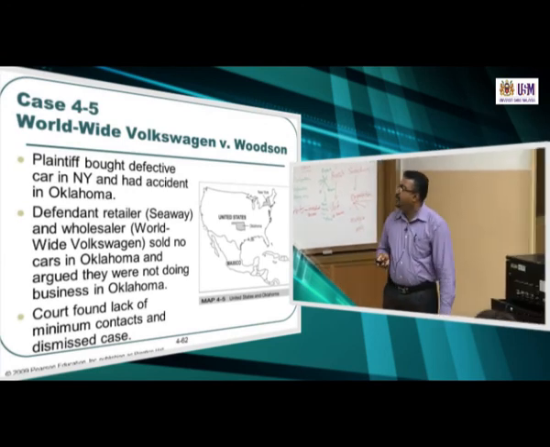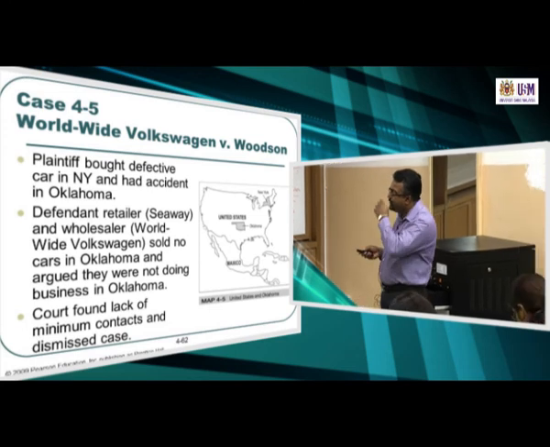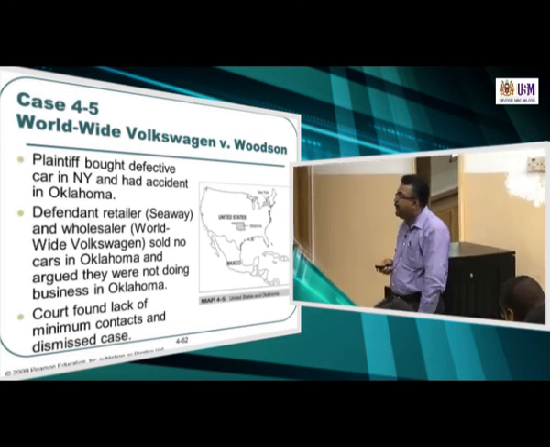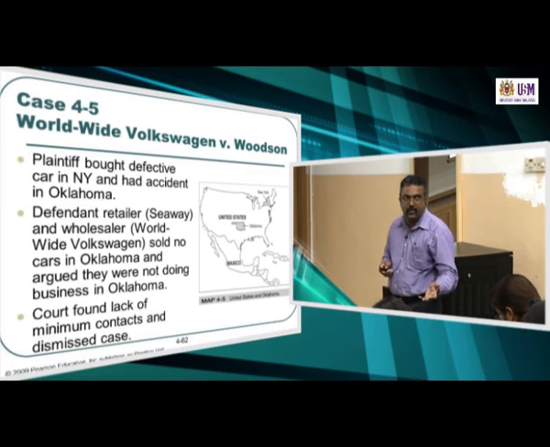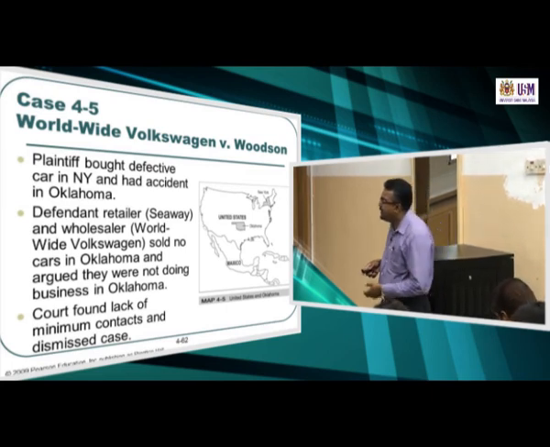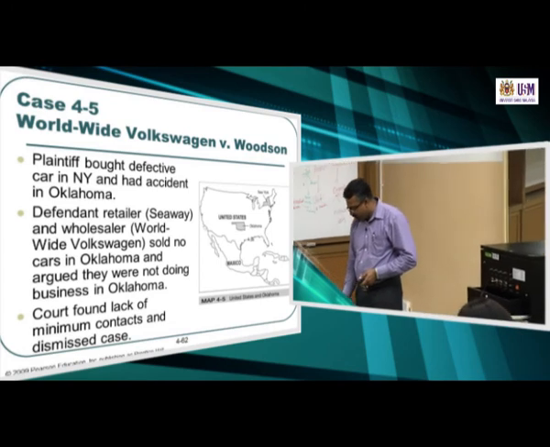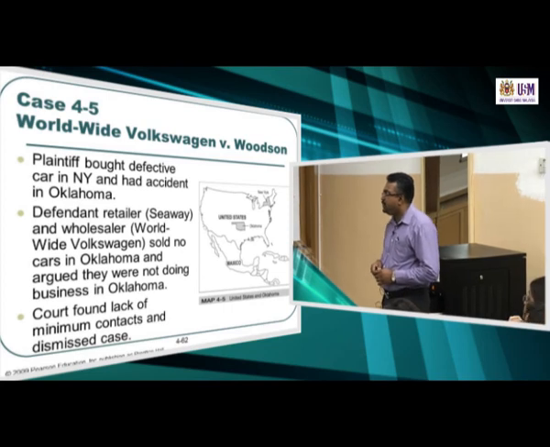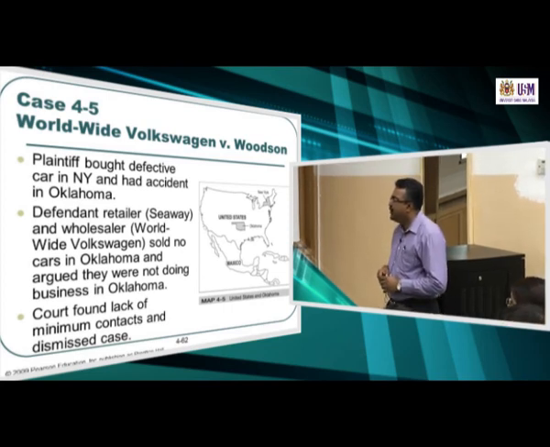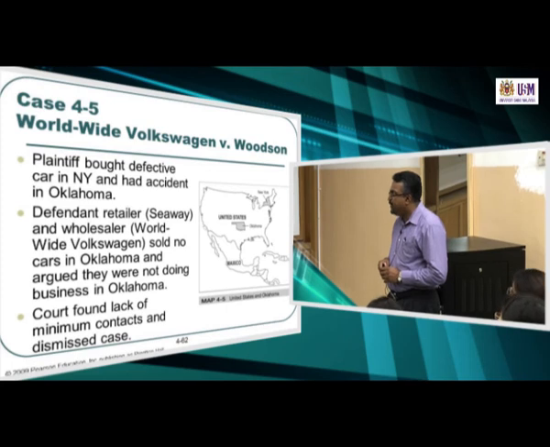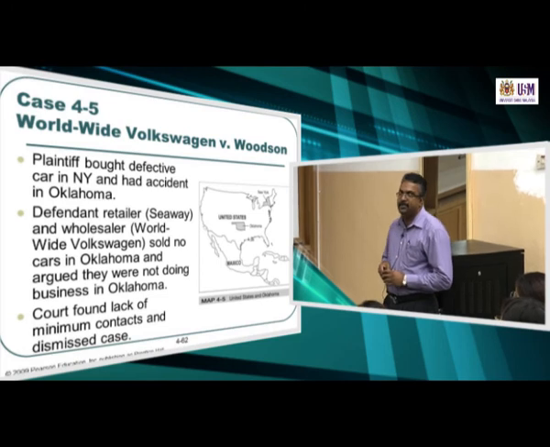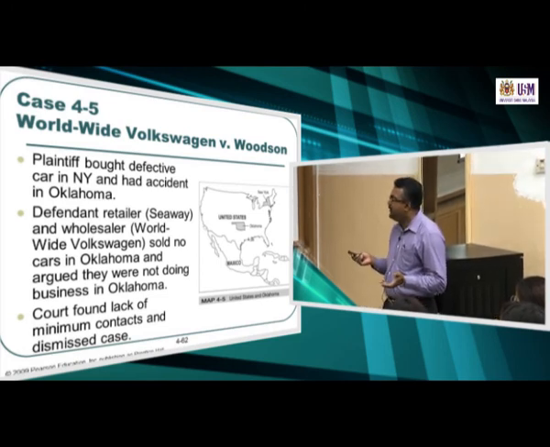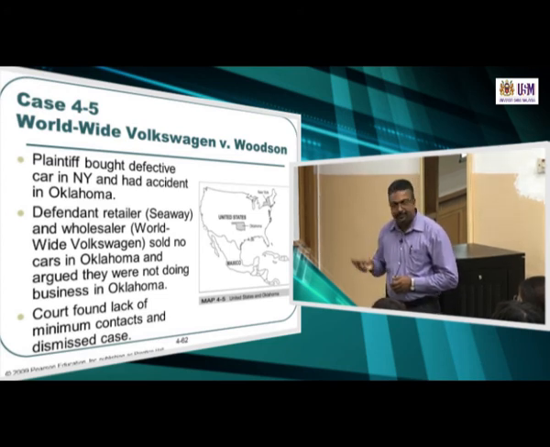Okay, World-Wide Volkswagen versus Woodson. This case talks about this: plaintiff bought a defective car in New York, and there was an accident in Oklahoma. Go to page 217. Defendant retailer Seaway and wholesaler World-Wide Volkswagen sold no cars in Oklahoma and argued that they were not doing business in Oklahoma. So the court found lack of minimum contacts and dismissed the case. There is no evidence to say that they have a showroom in Oklahoma. So this case was dismissed.